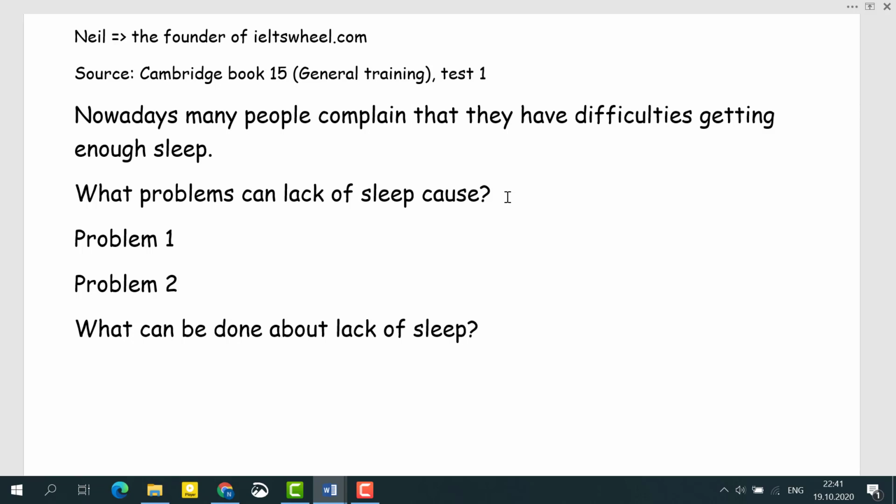Okay, so for example here you can say that lack of sleep can cause poor concentration. So poor concentration. As for the second reason, you can say that those people who don't sleep well may get into car accidents, and we can mention this fact. So car accidents. Okay.